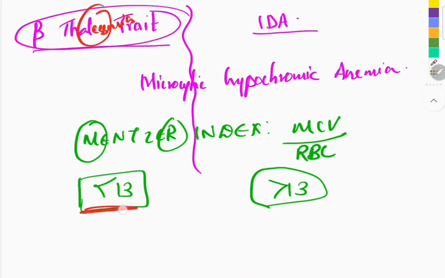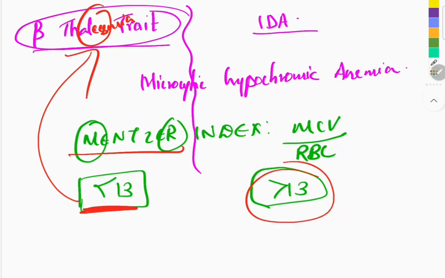So if it is less than 13 in Mentzer's index, it is beta thalassemia trait. And if it's more than 13, it is iron deficiency anemia. Very important. Again, beta thalassemia trait, you will confirm by a confirmatory test. If they ask you and you don't know the answer, you mark HPLC. All hemoglobin confirmatory tests are HPLC. Very important. And there is one more thing to mug up here in beta thalassemia trait.